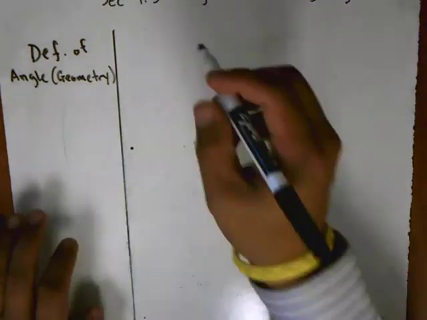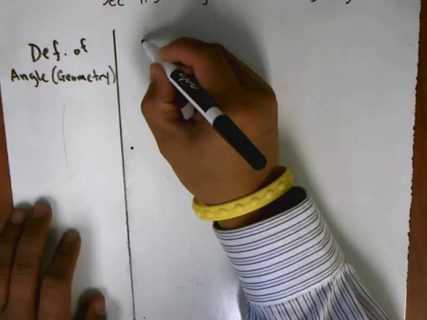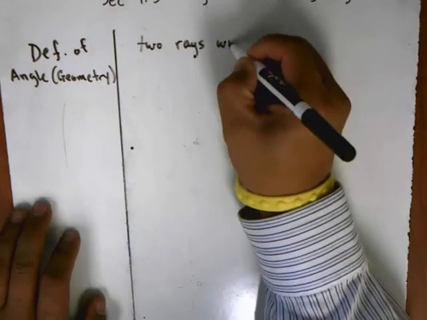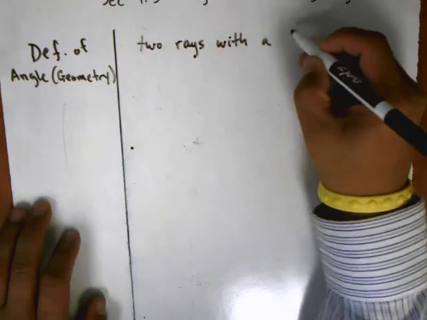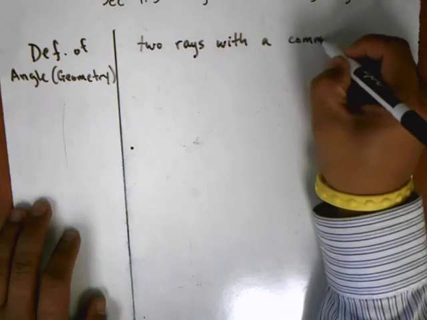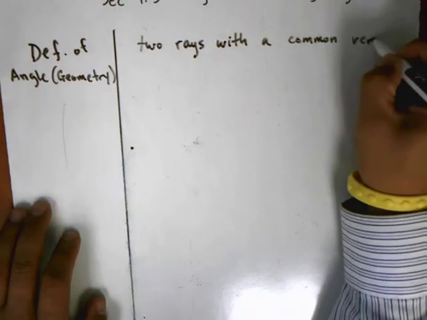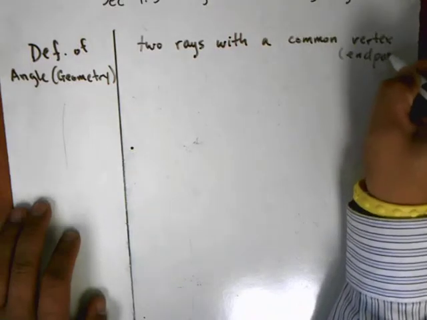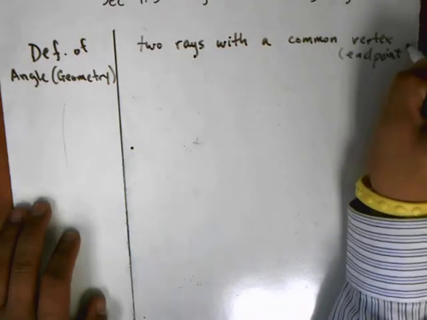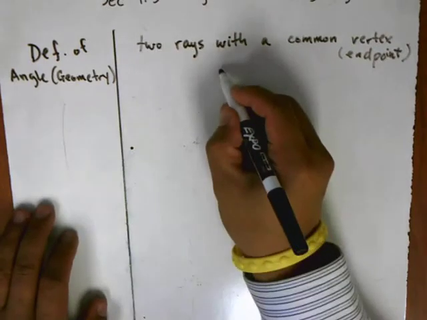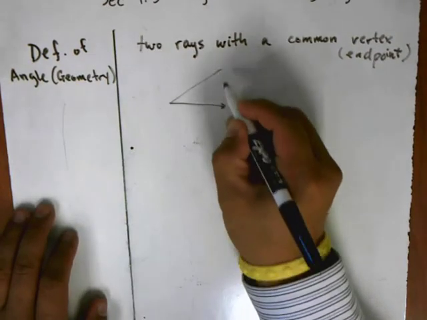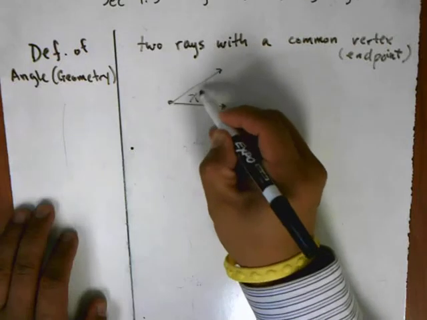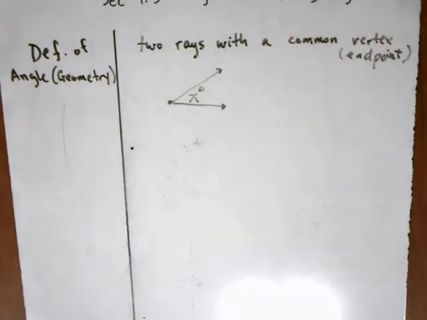The definition of an angle in geometry is two rays with a common endpoint or a vertex. Two rays with a common vertex, and that's also called an endpoint. So in other words, we have an angle like this, with a common vertex or endpoint right here. This is angle x, or we'll call that x degrees.